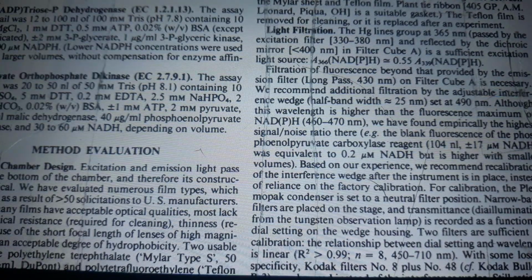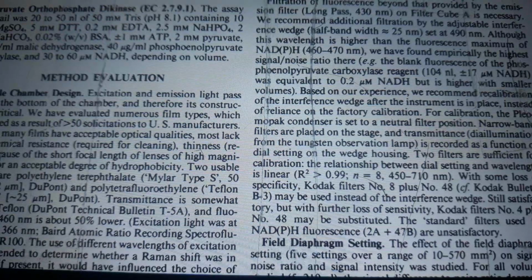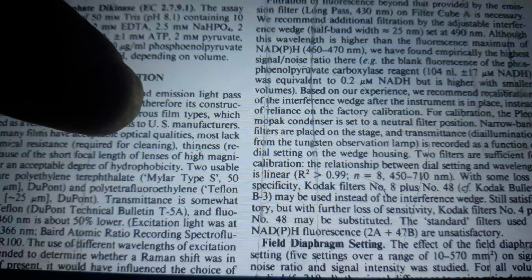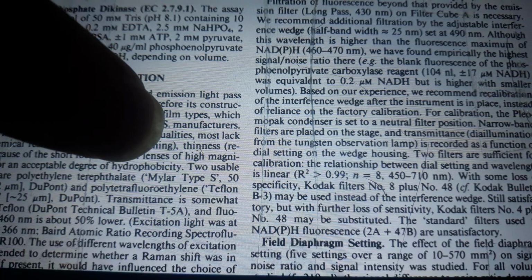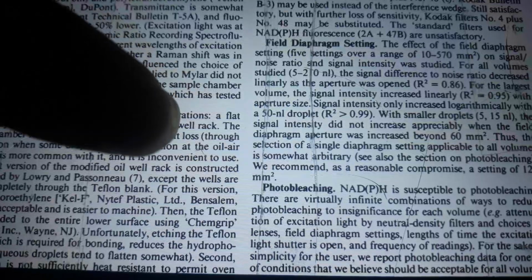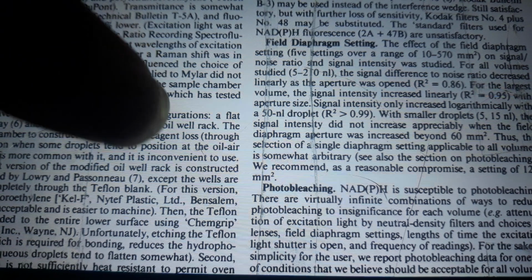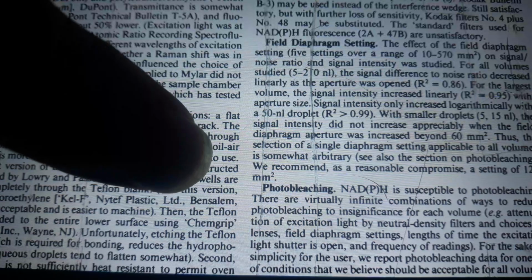Light filtration: the Hg line group at 365 nanometers is passed by the excitation filter and reflected by the dichroic mirror, which reflects less than 400 nanometers. Filtration of fluorescence beyond that provided by the emission filter, long pass 430 nm on the filter cube, is necessary. It's also recommended that additional filtration be used with an adjustable interference wedge, half bandwidth 25 nanometers, set at 490 nanometers. Field diaphragm setting: the effect of the field diaphragm setting, 5 settings over a range of 10 to 570 millimeter squared, on signal-to-noise ratio and signal intensity was studied.